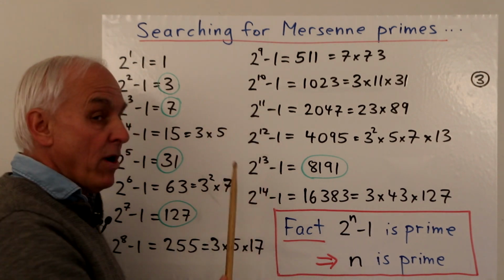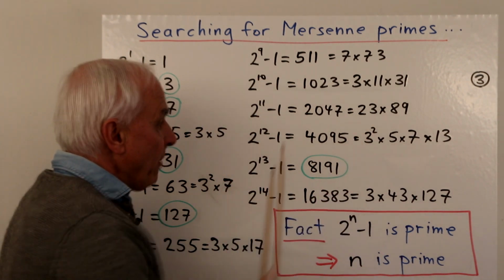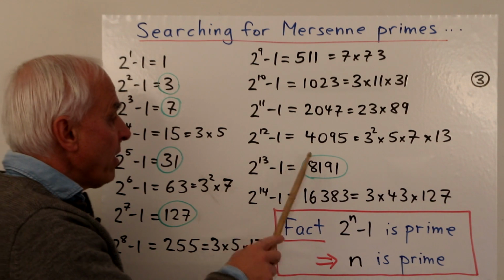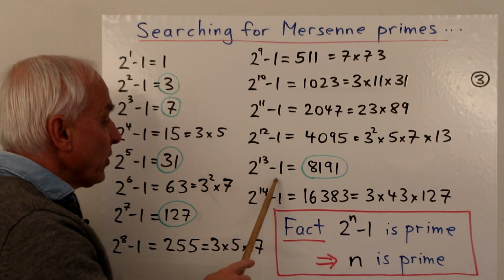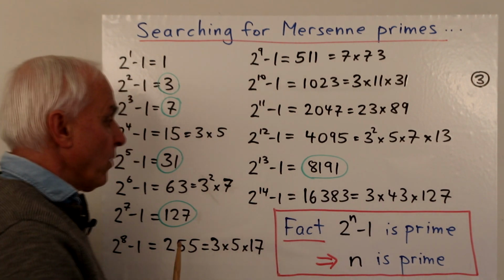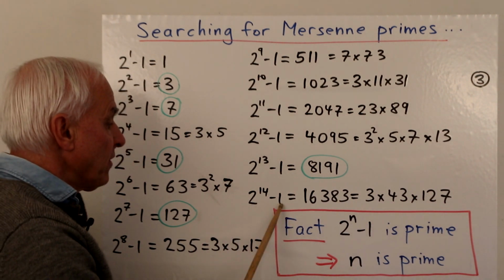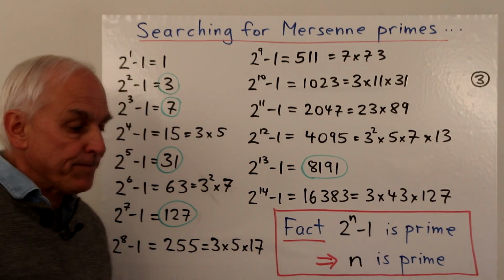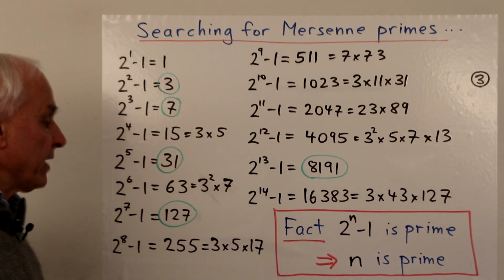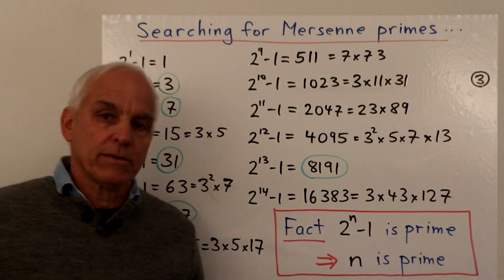2 to the 11 minus 1, we've seen this one already, that's 23 times 89. 2 to the 12 minus 1 is 3 squared times 5 times 7 times 13. 2 to the 13 minus 1 is 8,191, which is prime. 2 to the 14 minus 1 is 3 times 43 times 127. And we could carry on like this, and it's somewhat interesting. Okay?